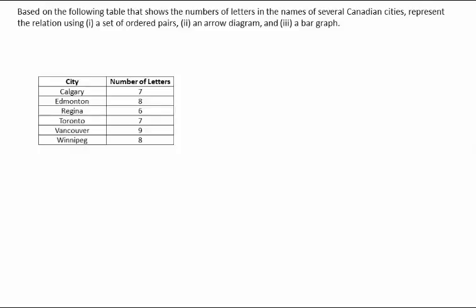Based on the following table that shows the numbers of letters in the names of several Canadian cities, represent the relation using 1. A set of ordered pairs, 2. An arrow diagram, and 3. A bar graph.